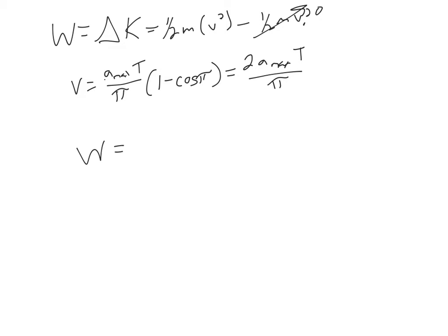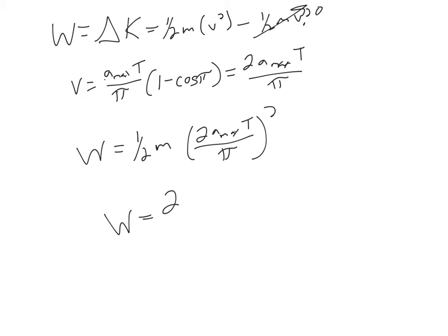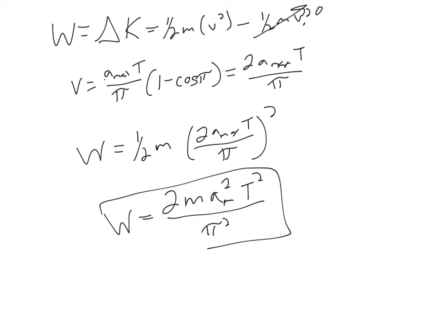Alright, so the work is equal to 1/2 m. This is my v squared. And I end up coming up with 2m a squared T squared over pi squared. This was 2 points. 1 point for determining the final velocity, and 1 point for realizing that work is equal to change in kinetic energy.